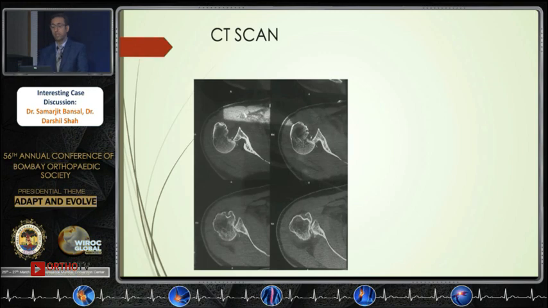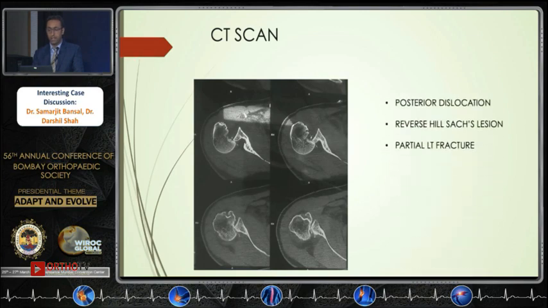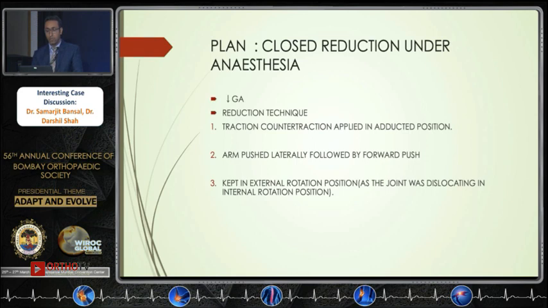So for confirmation of the diagnosis, a CT scan was done. The CT scan was diagnostic of posterior dislocation along with a reverse Hill-Sachs lesion, and there was a partial LT fracture. So the plan was to do a closed reduction under anesthesia. The patient was taken under GA in a supine position in the OT.